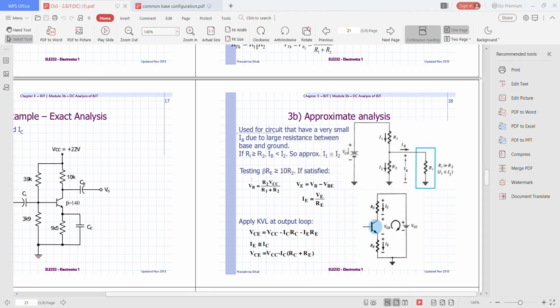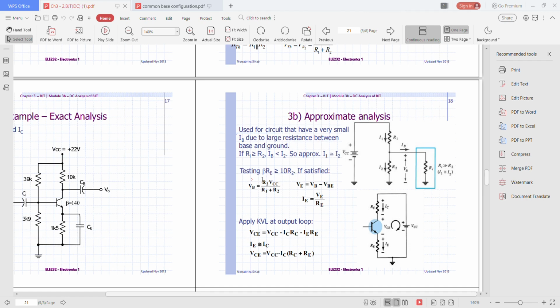The second analysis is approximate analysis. It is used for circuits that have a very small IB due to large resistance between base and ground. So if R in is greater than or equal to R2, what will happen is that IB will be less than I2. So I1 will be approximately equal to I2.